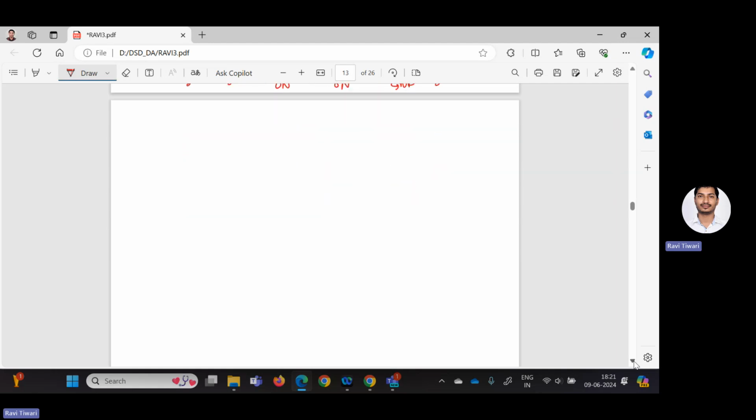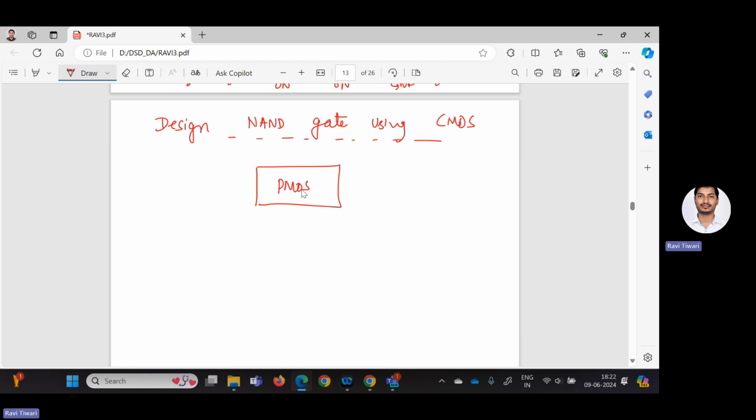So before going for the designing, let's see how we can design a NAND gate. For example, you have to design the NAND gate using CMOS. We have seen how to design by using the PMOS. We have also seen how we can design the NAND gate by using the NMOS. What we have to do, at the top, you have to draw the PMOS circuit, whatever we have seen. At the top, we have to connect to the VDD. At the bottom, you have to connect to the NMOS circuit, as we have seen earlier also. At the bottom, connect to the ground.